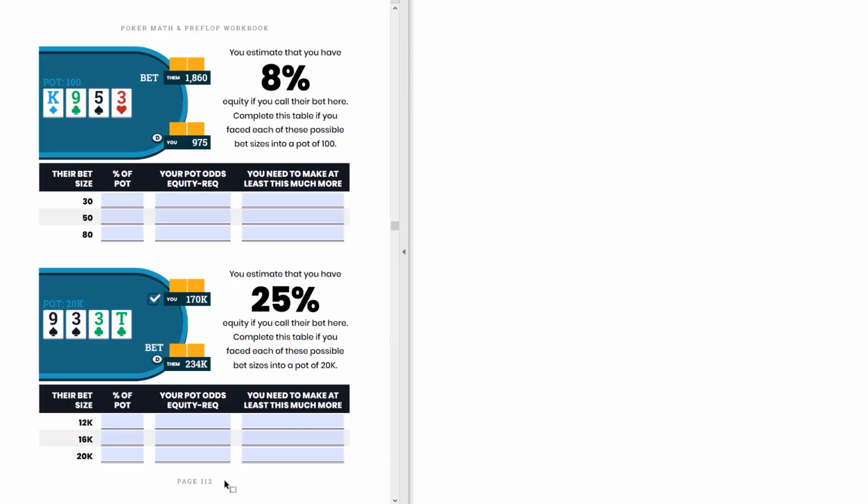So now that you understand the methodologies and formulas for implied odds, let's do a couple of practice examples together using the Poker Math and Preflop workbook and go through some of these together. All right, so let's flip over to page 112 and go through this top one together.